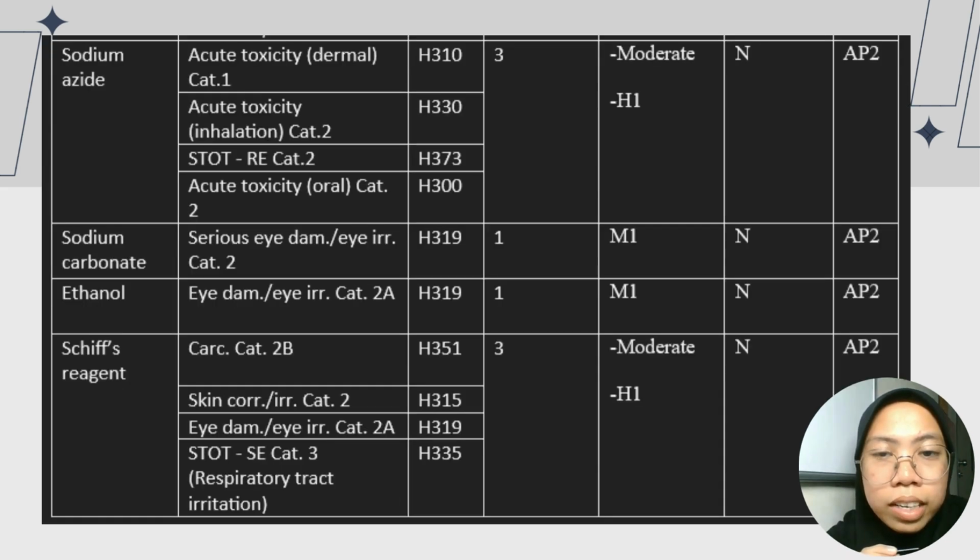Next, sodium azide. Sodium azide causes adverse health effects through dermal, inhalation, and also oral routes. The hazard rating is 3. The level of risk is moderate for inhalation and high for dermal. The existing control is inadequate, so the action priority is also 2.